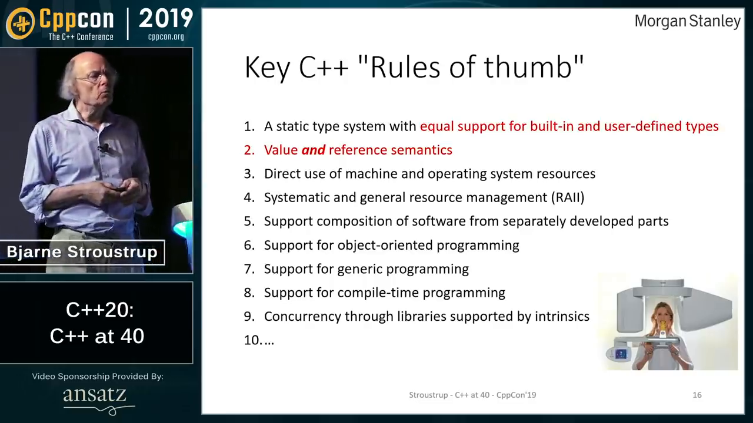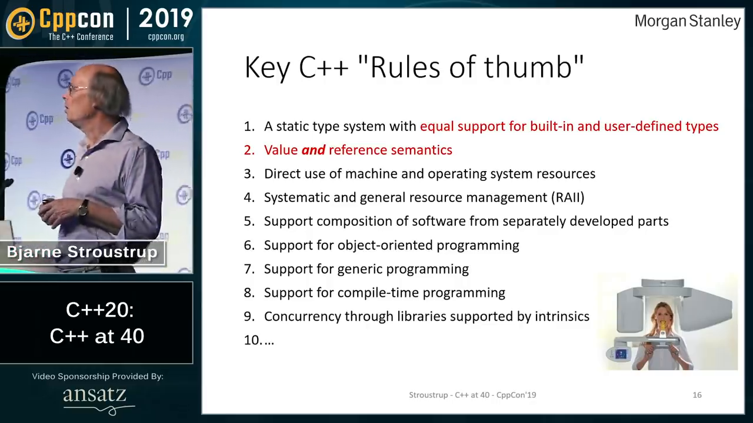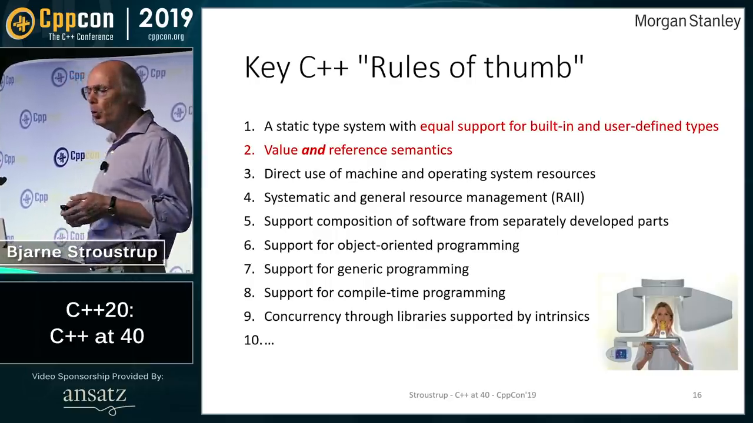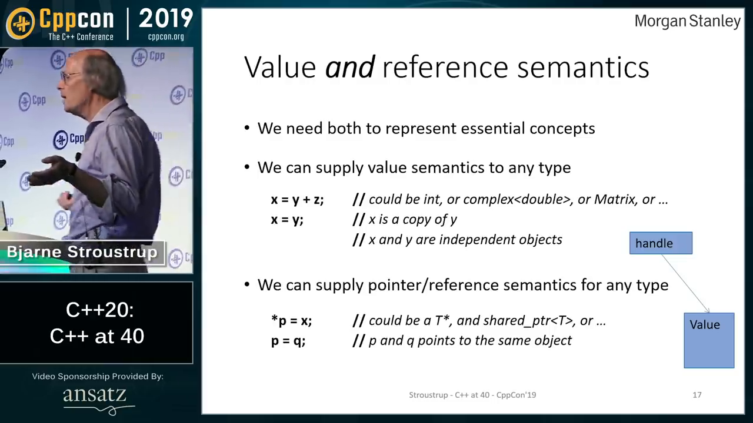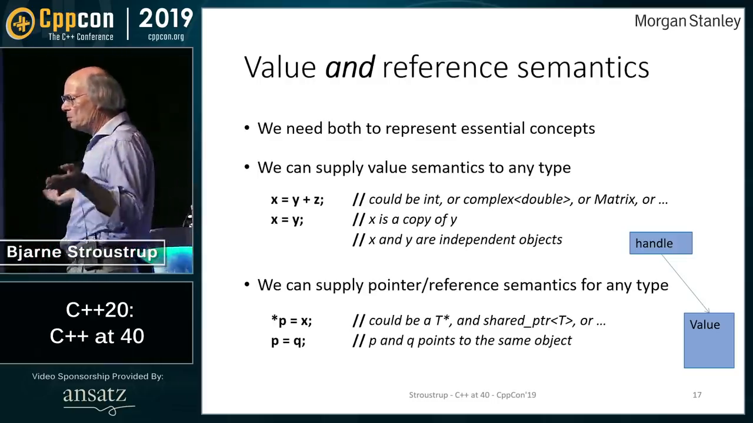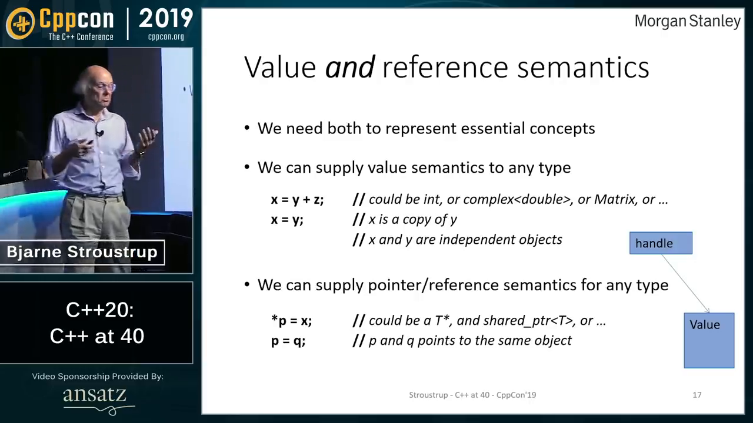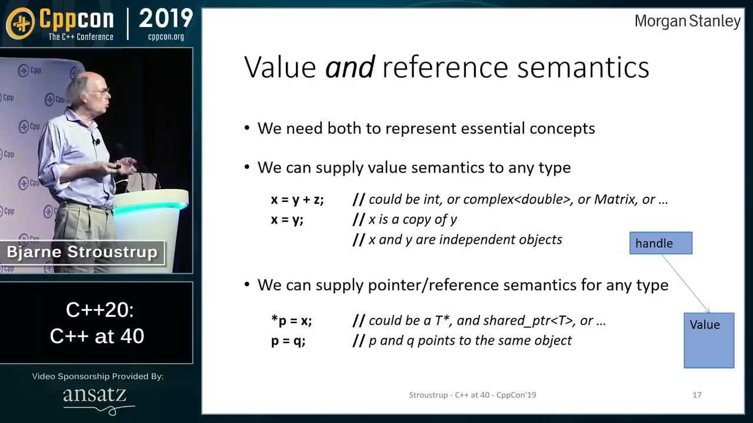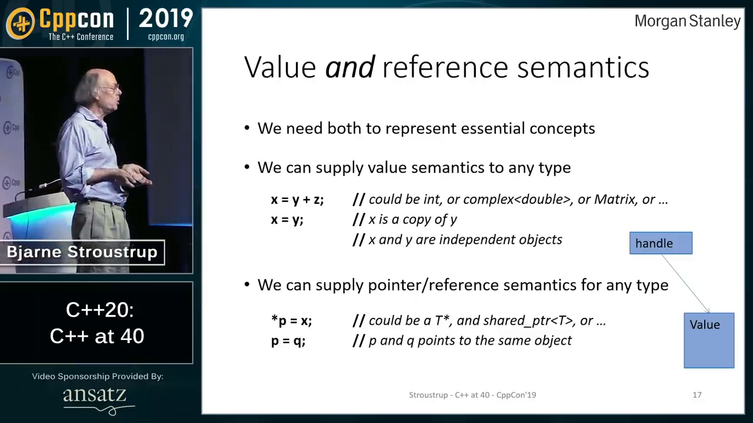So let's look at it. One of the things that C++ has, a lot of languages are not focused on that, is actually support both value and reference semantics. So basically simple things like this, X becomes Y plus Z. X can be an int, complex, a matrix. And basically the semantics is what you would expect. X becomes Y, then X has the same value as Y, but they're still independent objects.